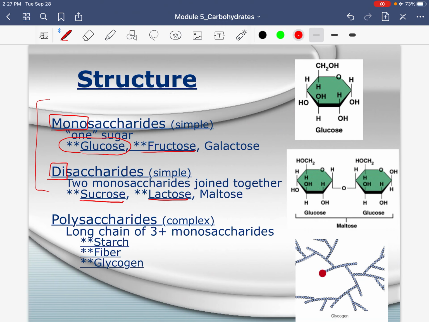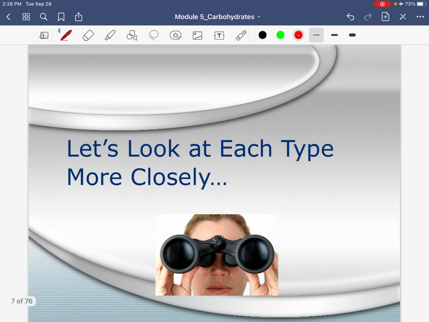And then, of course, our complex carbs are the polysaccharides, three or more. And we have our three examples. Starch, found in potatoes, pasta. Fiber, found in granola and grains. And glycogen, which is our form of stored glucose. So you should know what has stars in front of them. Here we go.